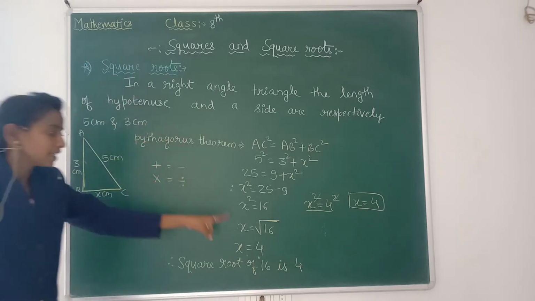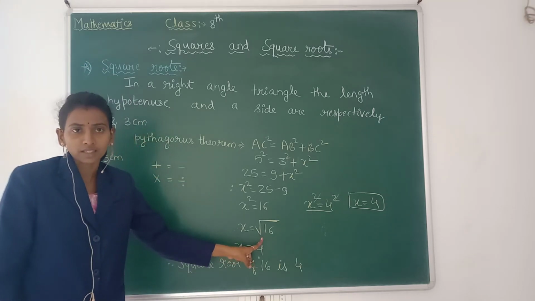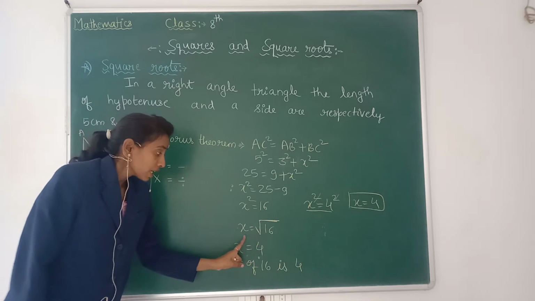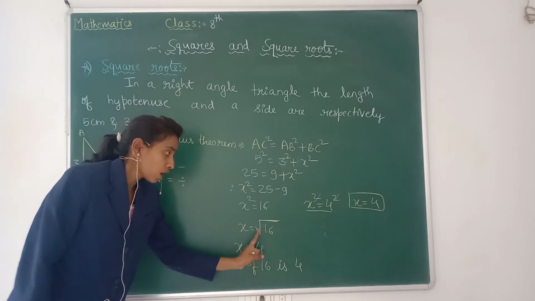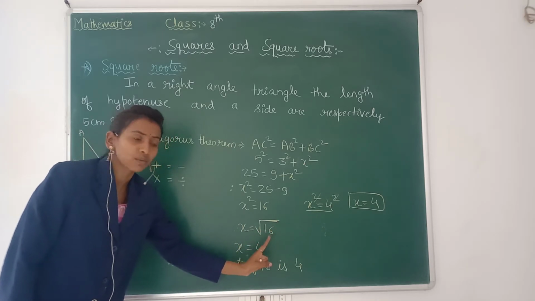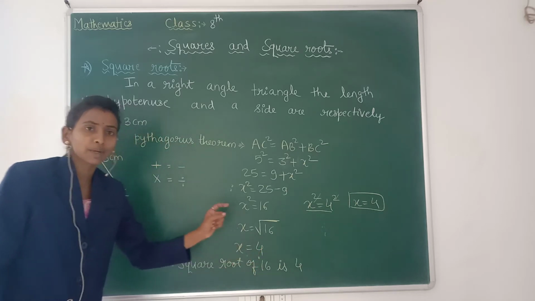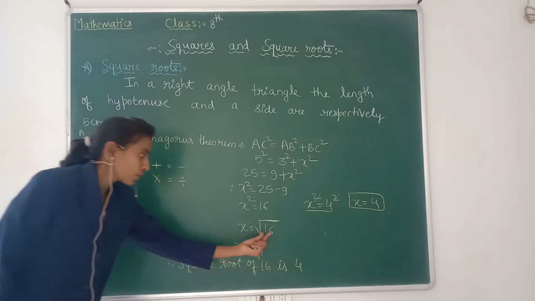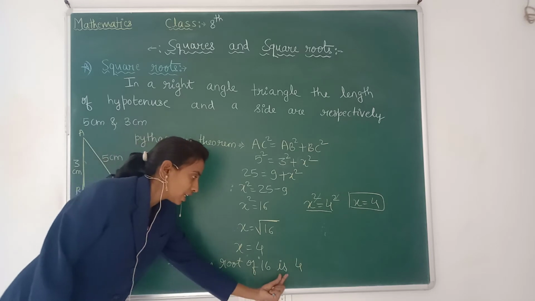The symbol is only this. So here x will be the square root of 16. Square root of 16 will be 4. So how do we pronounce it? Square root of 16 is 4.